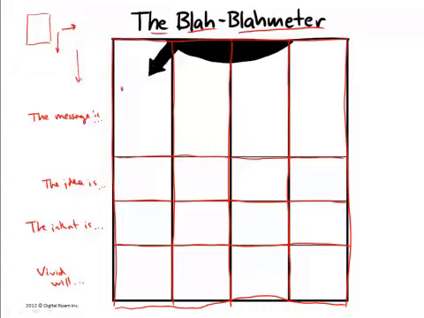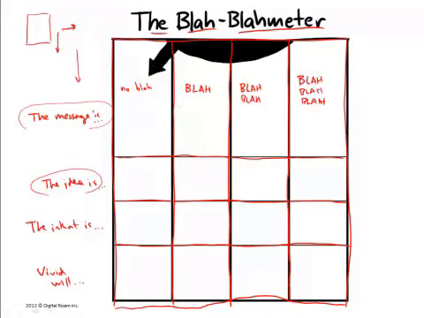So the first point will be no blah. The message will be very clear. The second one will be 1 layer of blah. Next will be double layers of blah, becoming increasingly difficult to understand. And then of course the third one is where things are truly blah, blah, blah. Now this is going to be our measuring device to determine the nature of the message, what the idea is, and how clear it is.